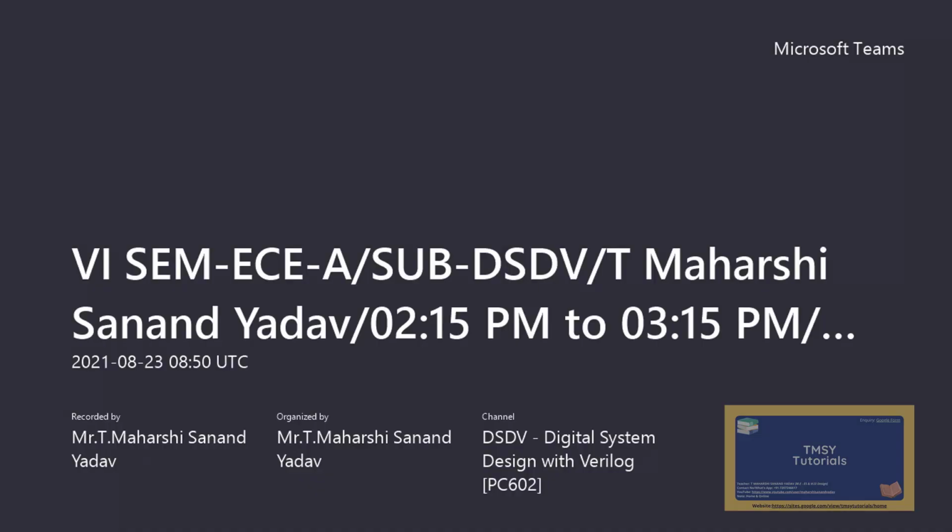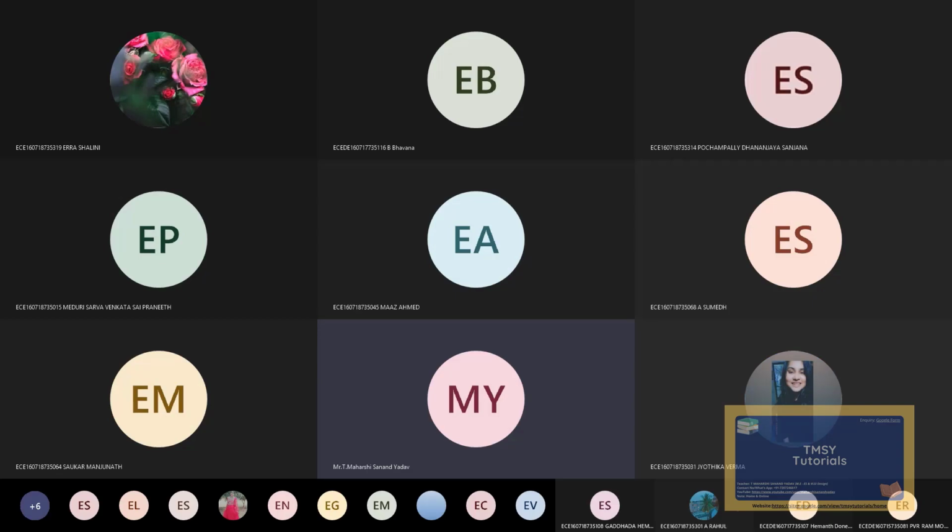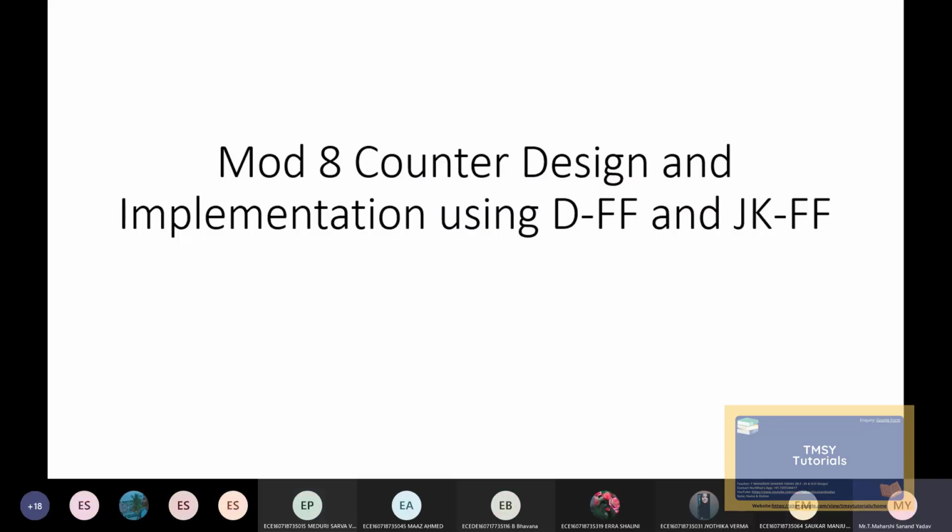Understand how to design a mod 8 counter using D flip-flop, followed by JK flip-flop also, and later we have to write the Verilog code for this. So mod 8 counter means what? What does mod stand for? Modulus, which is nothing but the number of states. So how many states are there? 8. Mod 8 means 8 states will be there.